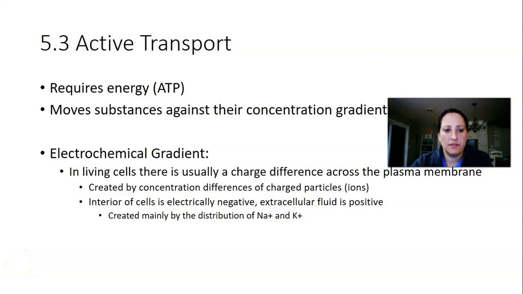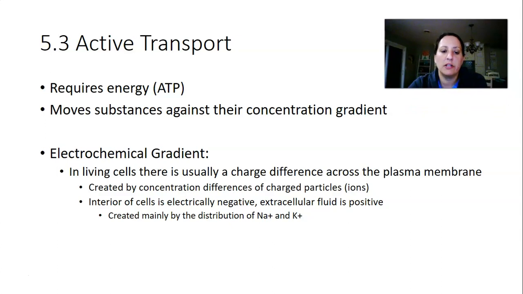Okay, so this is chapter 5, part 2. We'll finish up the chapter. We've got to get through active transport and bulk transport, and then we'll be done with chapter 5. So we've already discussed passive transport, diffusion, osmosis, facilitated transport.